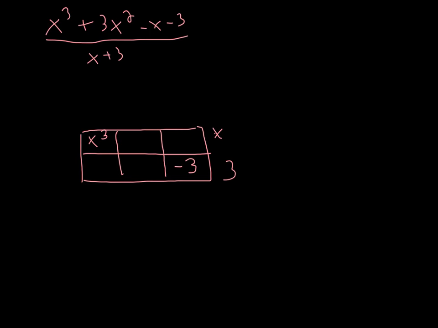So at this point, 3 times something needs to give us negative 3. So notice negative 3. 3 times something gives us negative 3. Well, that's obviously just negative 1. Okay? So now we can multiply negative 1 times x and get negative 1x.